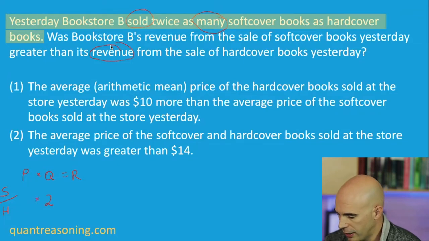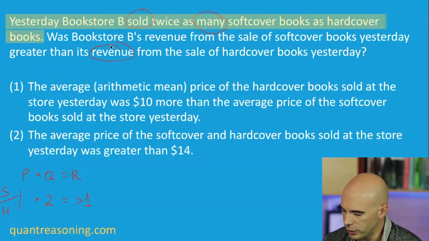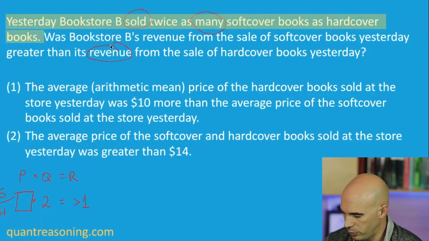So we know that. And the question is asking, is this more than 1? Meaning, is the ratio of revenues coming in from softcover to hardcover more than 1? Or in other words, were the revenues of softcover greater than the revenues of hardcover? Right? Is that ratio more than 1? And then we have to ask ourselves, well, under what circumstances would this product be more than 1, given that the quantity is 2? And the answer is, if the ratio of the prices is more than half, this would have to be more than half in order for the answer to be yes. If that's more than half, then the product is more than 1.